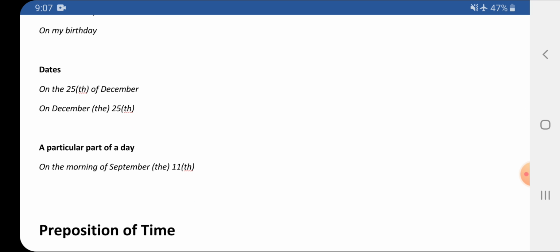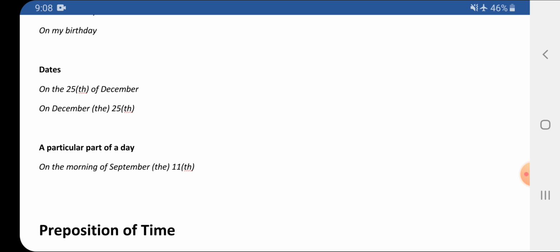On is also used to refer to a particular part of the day, especially if you are remembering that on the morning of September the 12th or 11th, you can write sentences like that. So if you are referring to a particular part of the day, then instead of using in the morning, we use on the morning. Why? Because we are using in that structure a date.